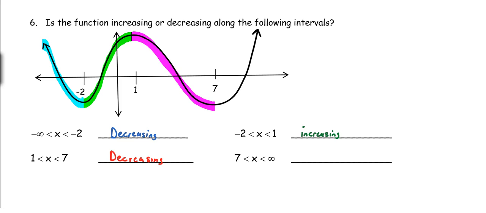And then for my last interval from 7 to infinity, so from 7 to the right arrow, I went up again, which means that I am increasing.